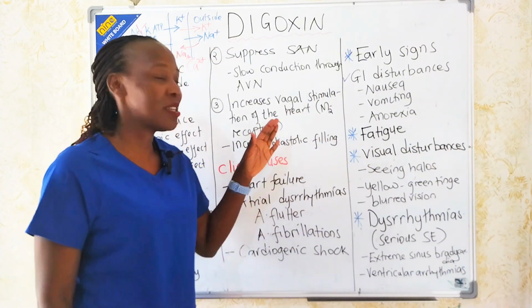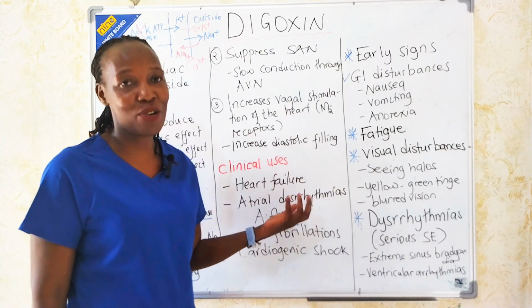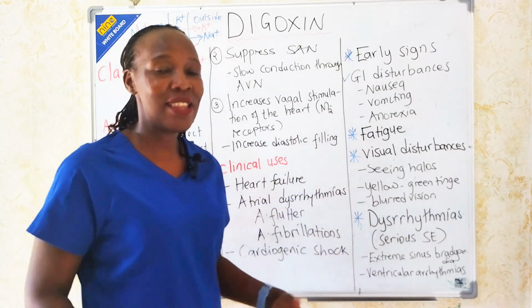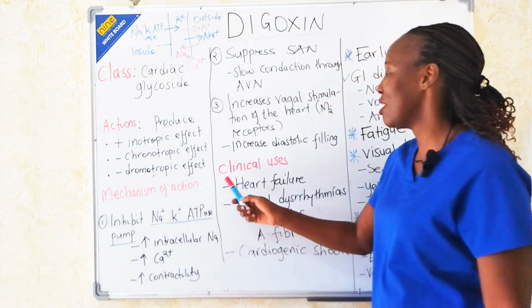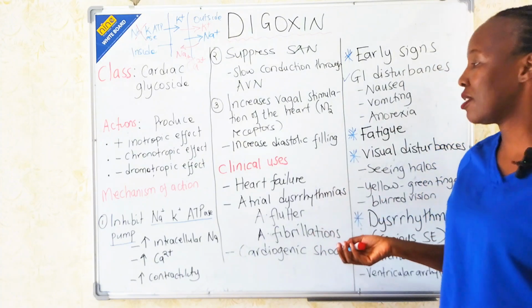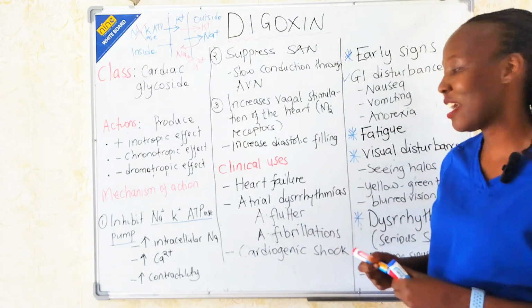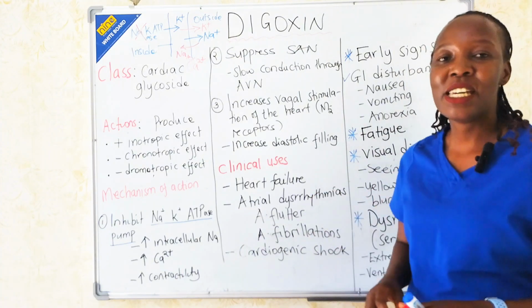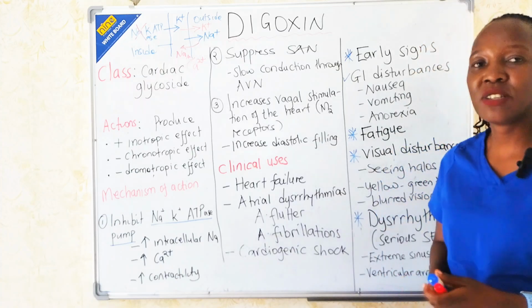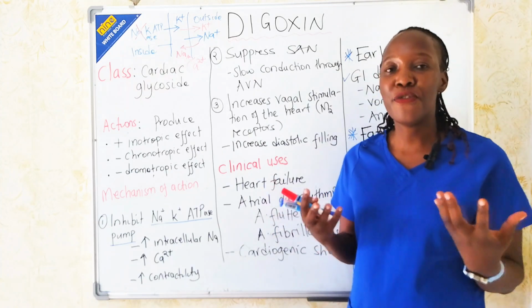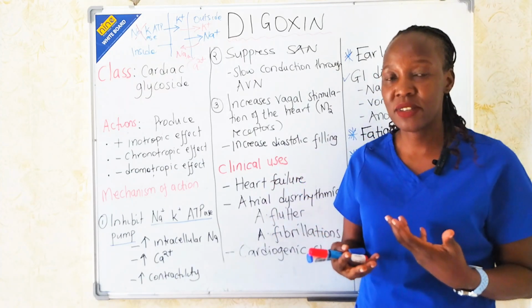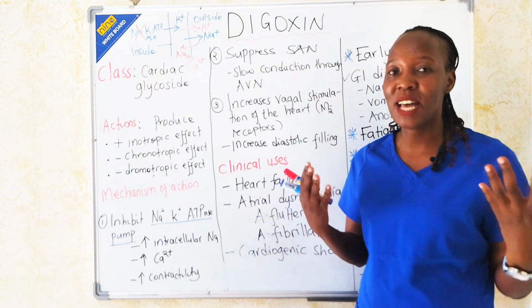In other words, the symptoms of heart failure are going to reduce. But that really brings us to the clinical uses of digoxin. So, like we have already said, one of the clinical uses is in heart failure because digoxin is going to increase the force of contraction of the heart and therefore increase cardiac output.